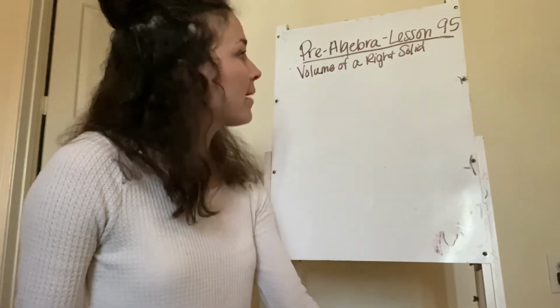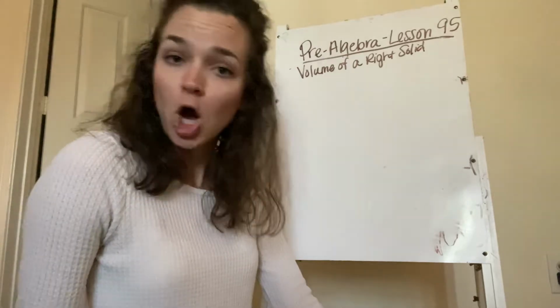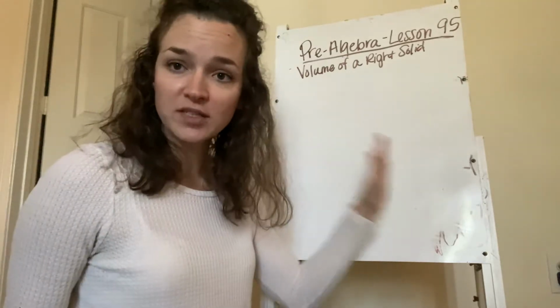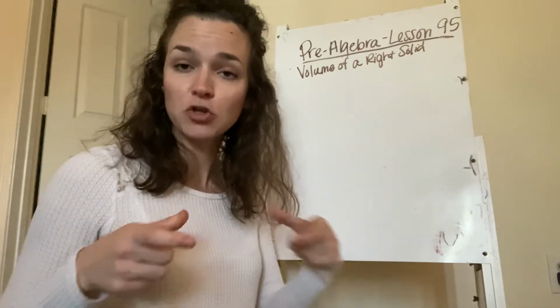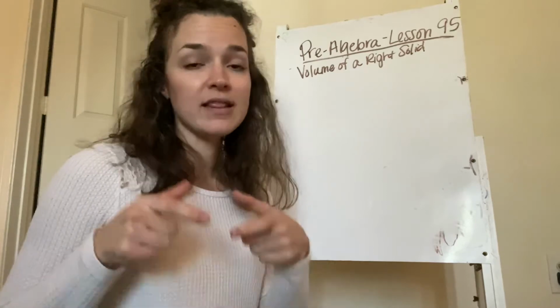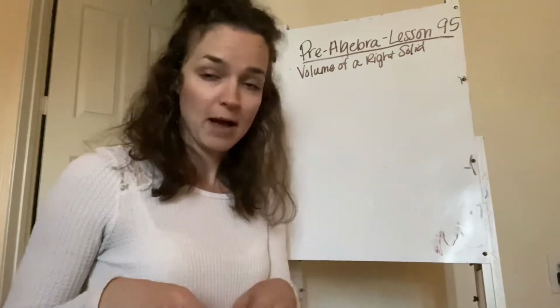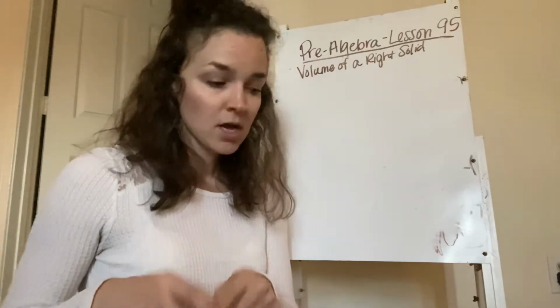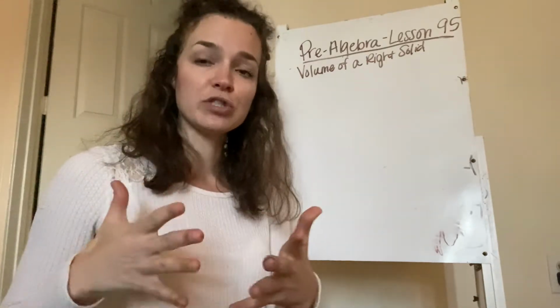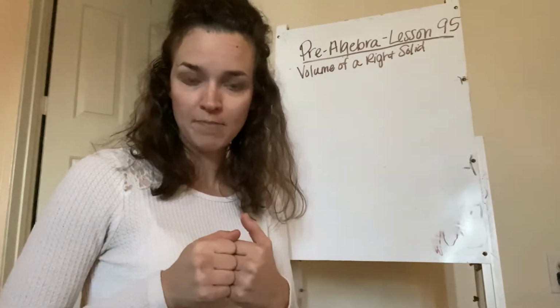Now we are moving on to lesson 95. We're going to be talking about volume of a right solid. If you remember a few weeks ago, we started this whole volume process when I brought the sugar cubes and you made your own little sugar cube prism. In that lesson though, we really only did the volume of a prism. Today, we're going to talk about prisms and cylinders and how you can use the same formula for all of them across the board to help you find the volume, okay?